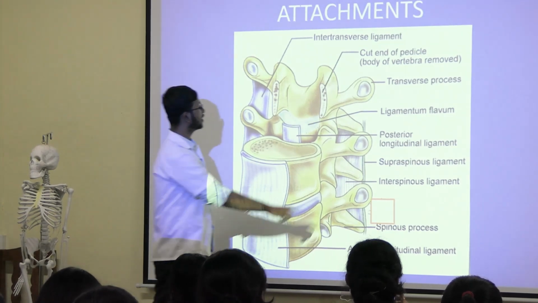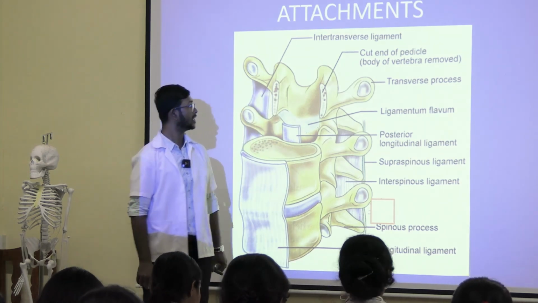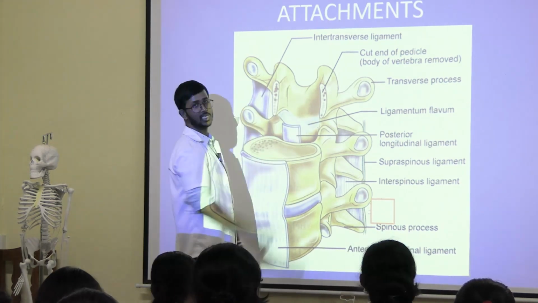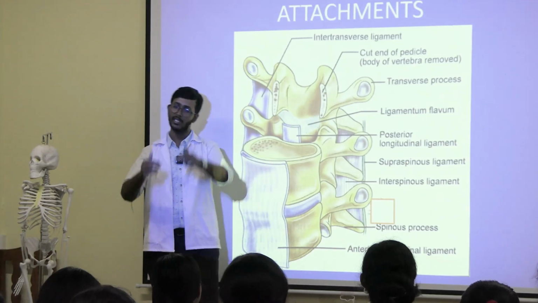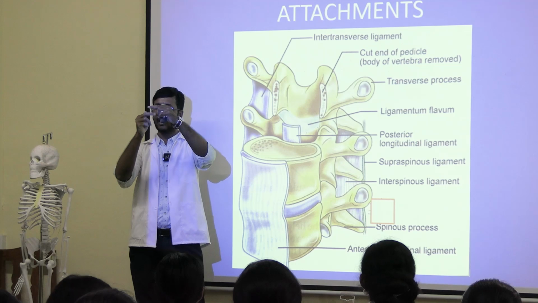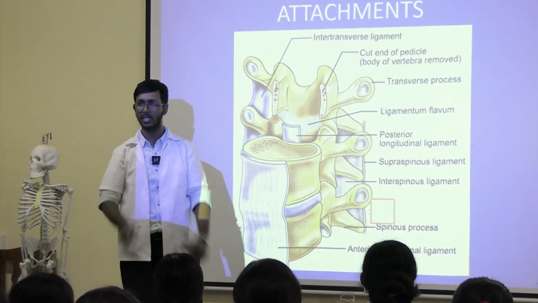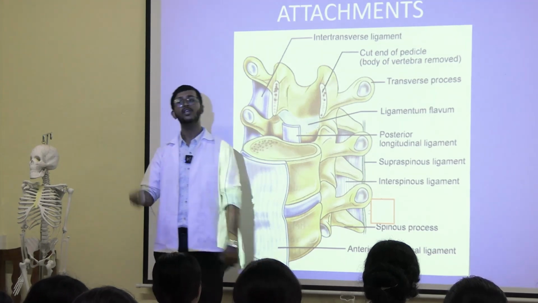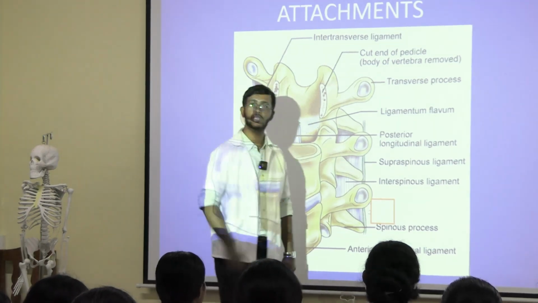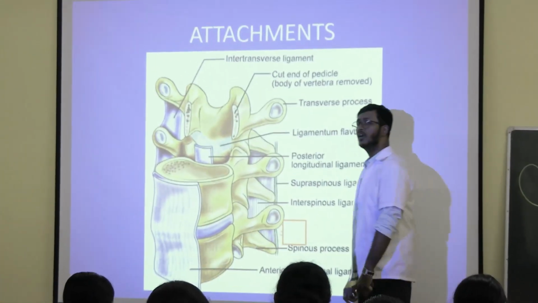Okay. Then in this transverse process you will see the intertransverse ligament. The intertransverse ligament is present between two transverse processes. So in between two transverse processes you have the intertransverse ligament. Similarly, there is the superior transverse ligament, lateral transverse ligament, inferior transverse ligament, and levator costae.